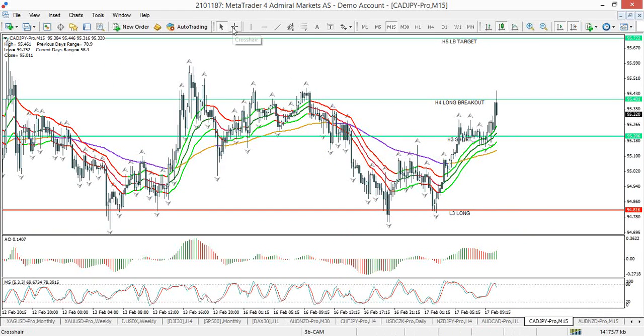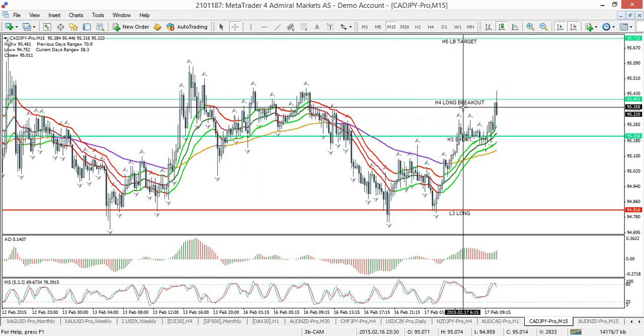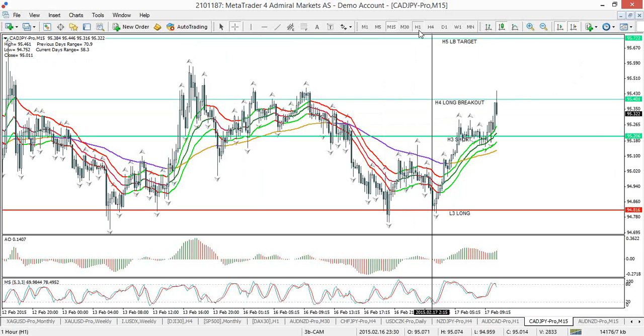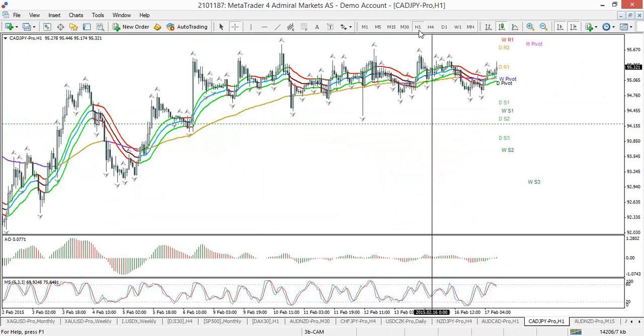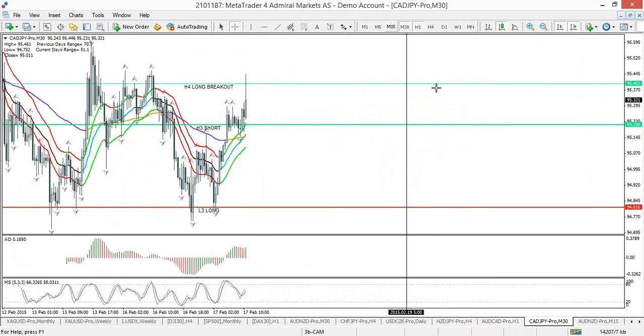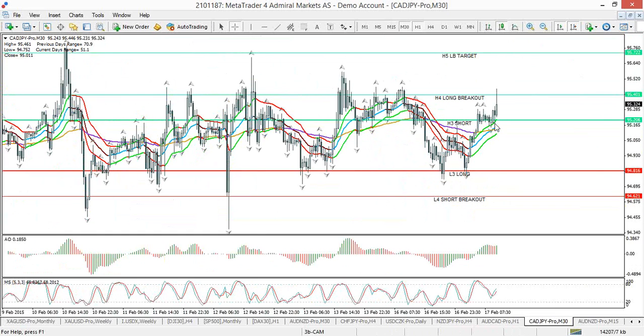If you just look at the Camarilla here on the CAD yen, for instance, you could already have an indication that the price is getting into intraday bullish territory. Why? Simply because we are breaking above H3. This is the breakout from the Camarilla point of view, the breakout that I think is interesting.